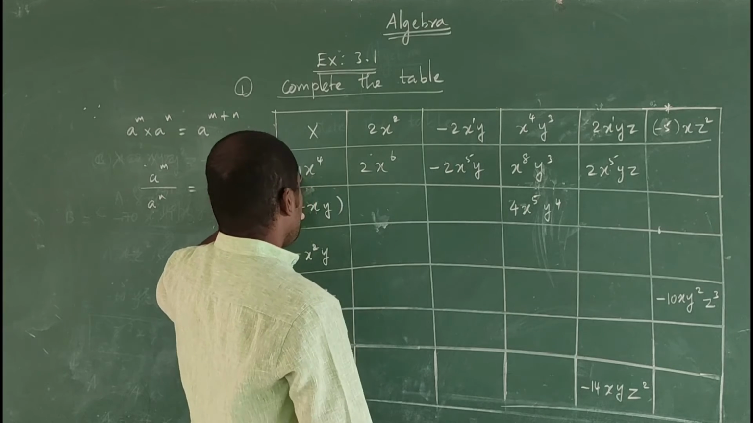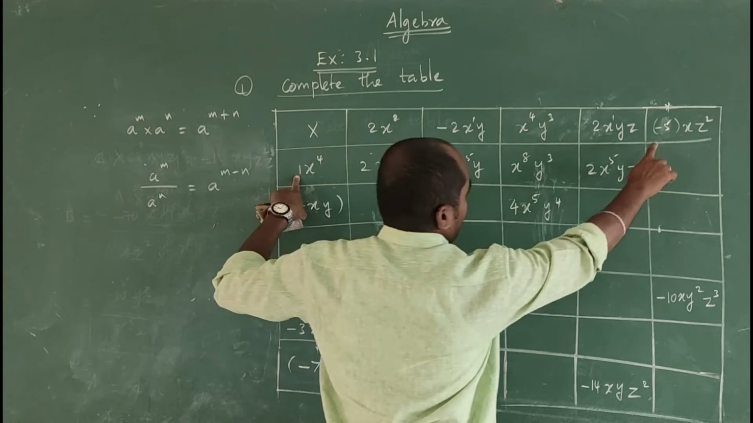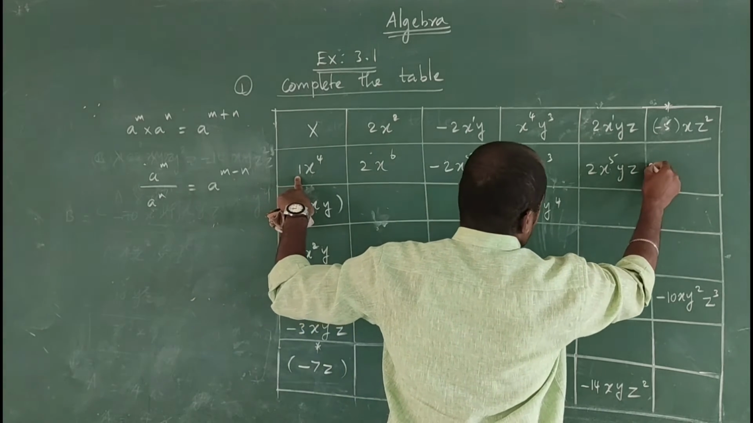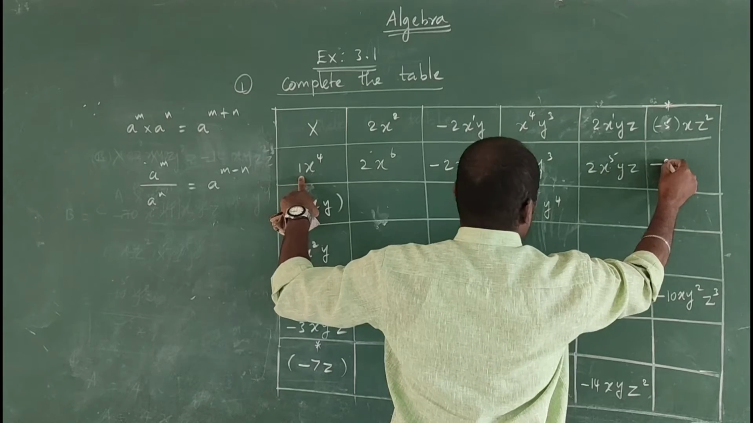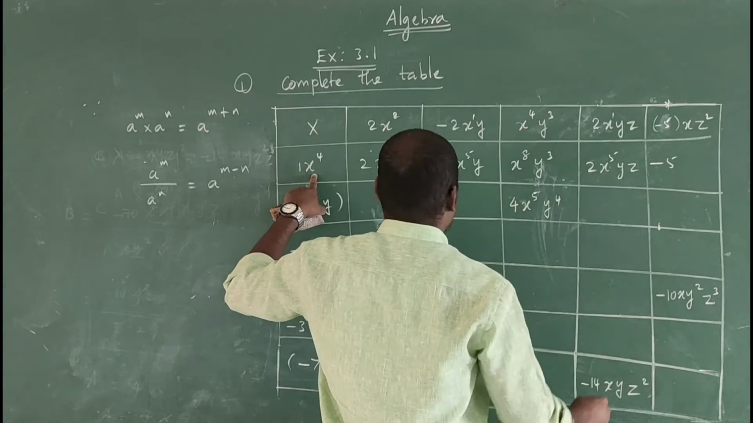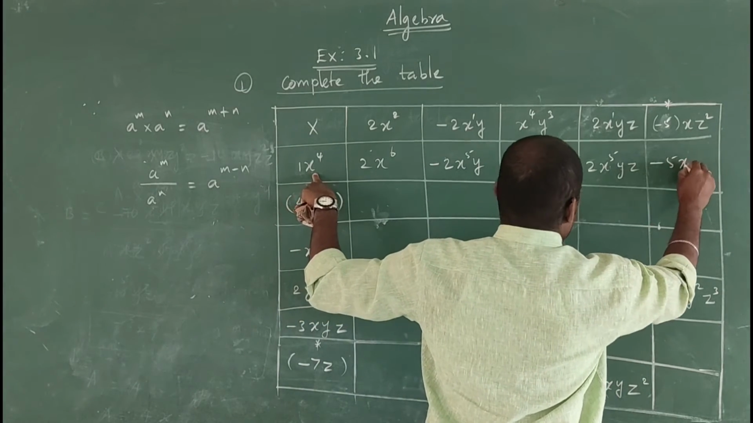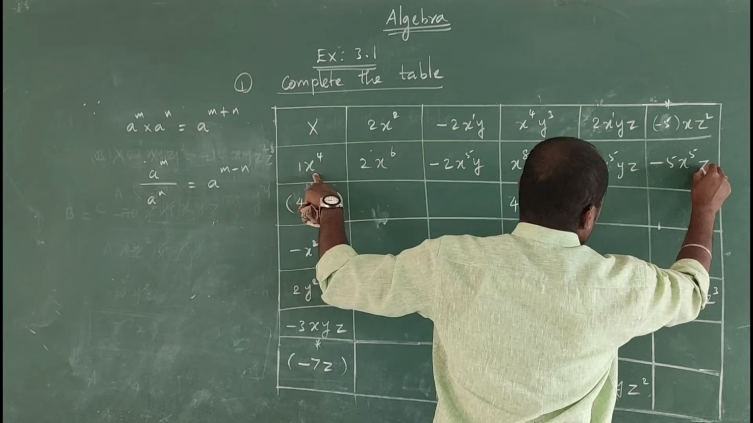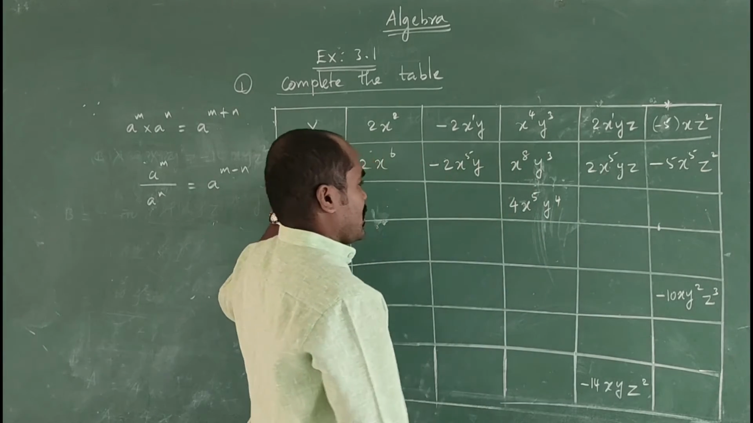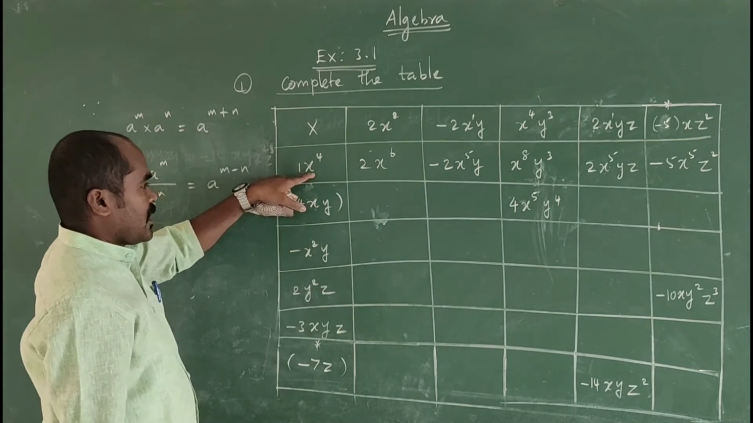So fourth one. Here plus, here minus. So plus into minus is minus 1 into 5 is 5. X power 4 into x is x power 5 z square. Minus x power 5 z square. So we go to second row.